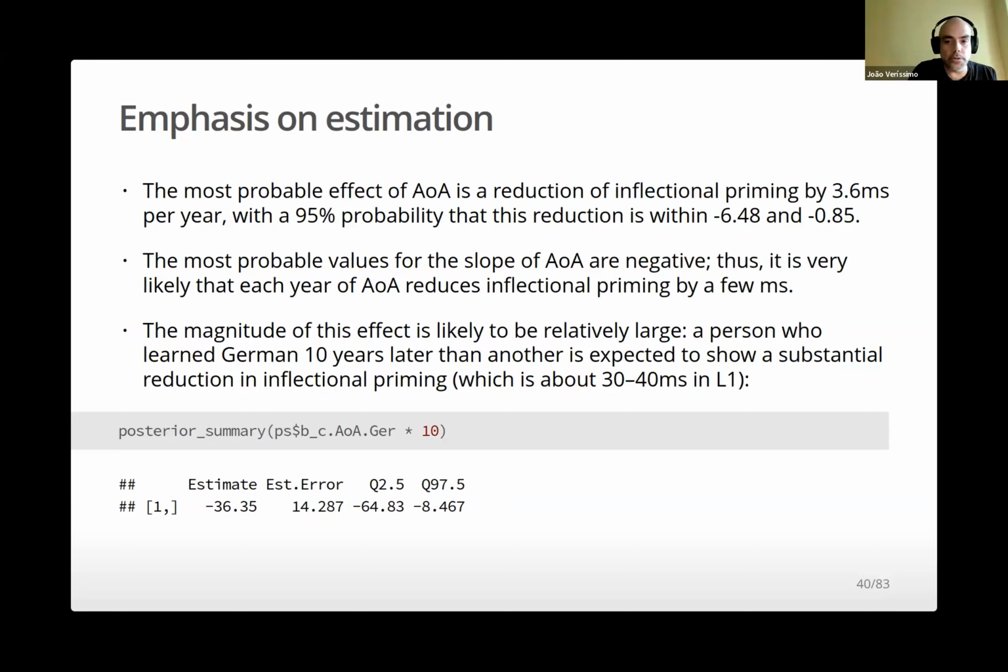I would also say that the magnitude of this effect is likely to be relatively large. Of course, it's 3 milliseconds, and that sounds small. But we can think that a person who learned German 10 years later than another would be expected to show a substantial reduction in inflectional priming that would be about 36 milliseconds. This is something that we can do in Bayesian statistics. We can simply grab the posterior samples and do more operations on them, transformations, comparisons, subtractions, averages, whatever we may want. We may grab these posteriors and then do things with them to reach further conclusions or perform additional comparisons. And here I'm simply multiplying all the posterior samples by 10.